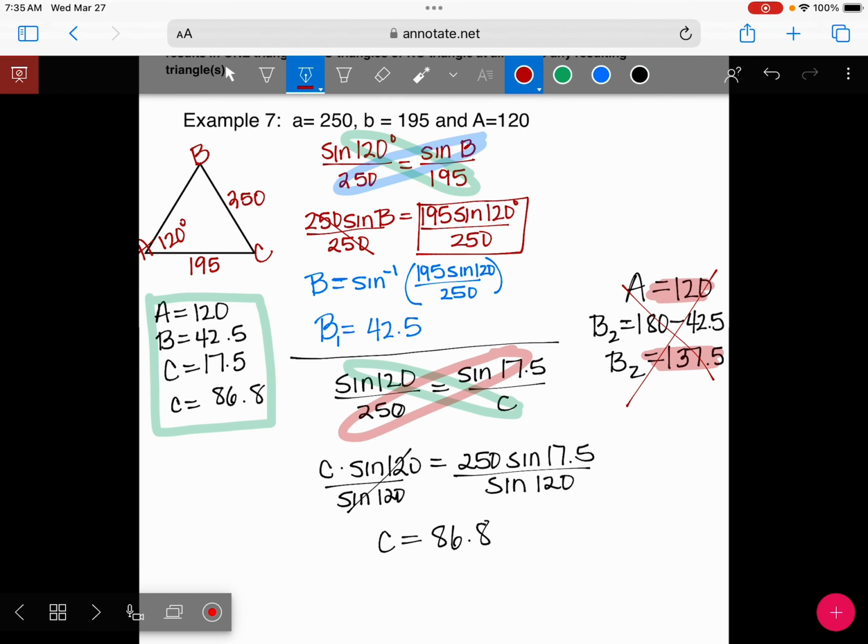So that's not an option. So we only have one triangle. So there's only one triangle. Oops. There's only one triangle for example 7.